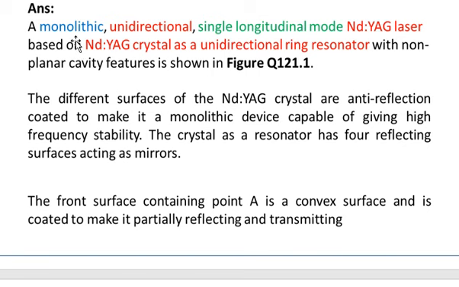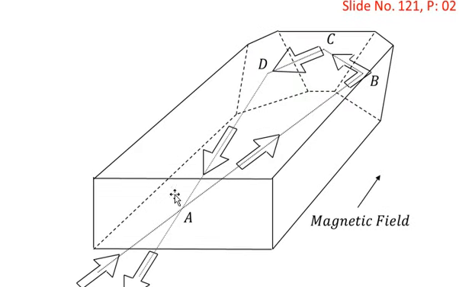So let me read again. A monolithic unidirectional single longitudinal mode Nd:YAG laser based on Nd:YAG crystal as a unidirectional ring resonator with the non-planar cavity features is shown in figure number 1. So this is not a planar cavity, but it is a non-planar cavity. Non-planar in the sense that the plane of incidence at point A is not the same as the plane of incidence at point B. So that's why it is called a non-planar cavity.